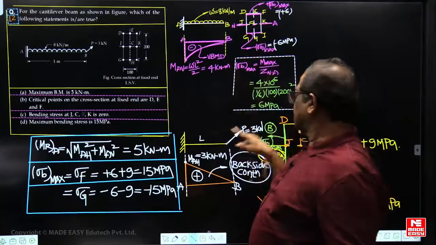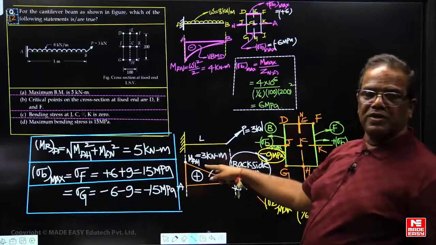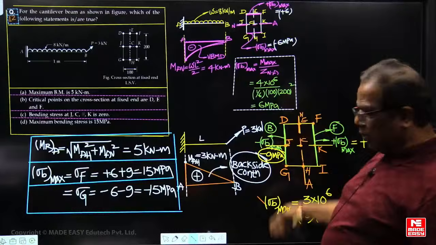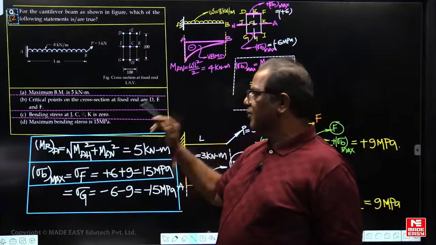But here the critical points are F and G. And due to the constant point, which ones are the critical points? No, these are the critical points now, and maximum bending stress 15.